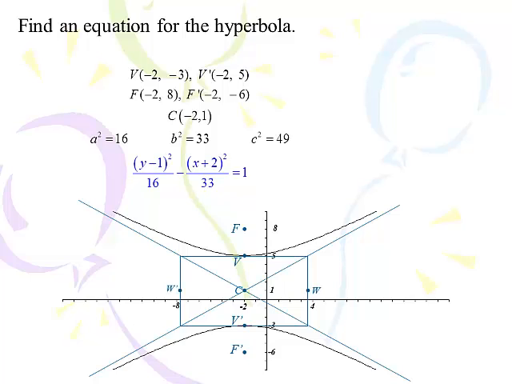And now for the equation of this thing, it's going to be (y - 1) squared over 16 minus (x + 2) squared over 33 equals 1. I put in the a squared, and I put in the b squared. And again, because the vertices were up and down, I know the y comes first, and it's positive, and gets the a squared, and the x comes second, it's negative, and gets the b squared.